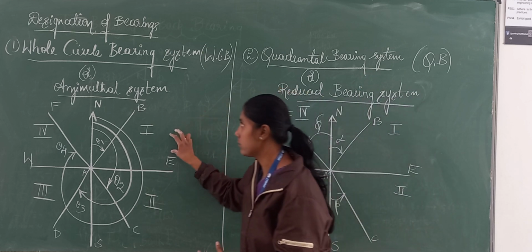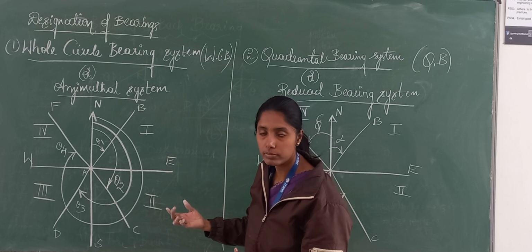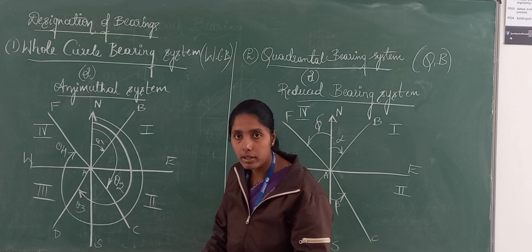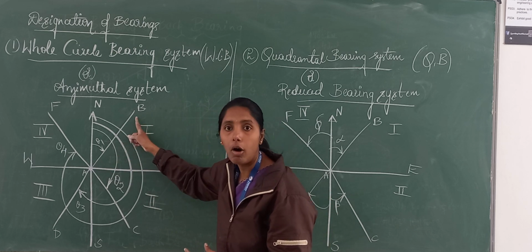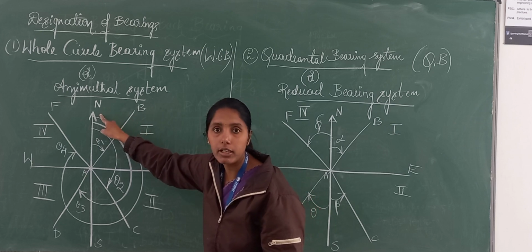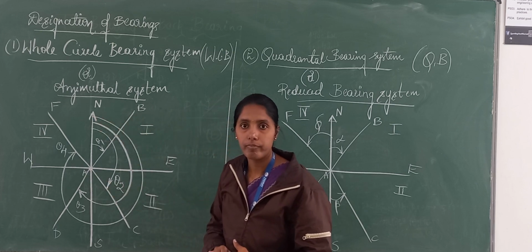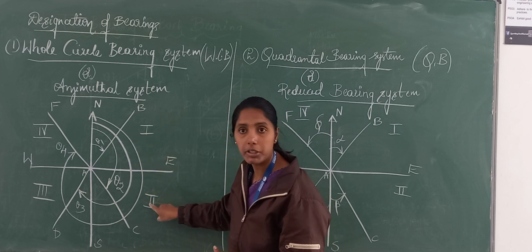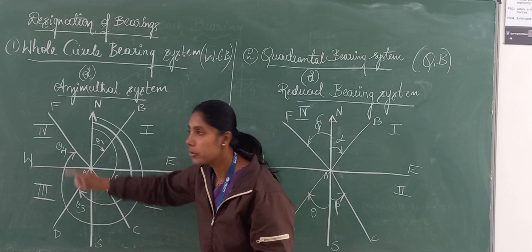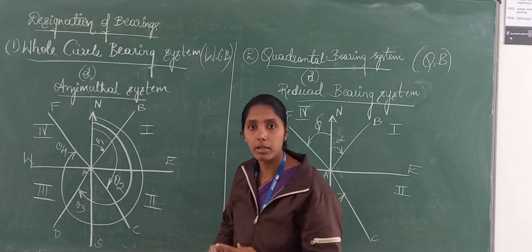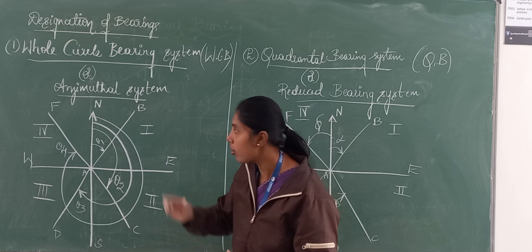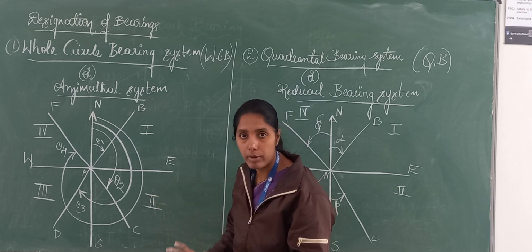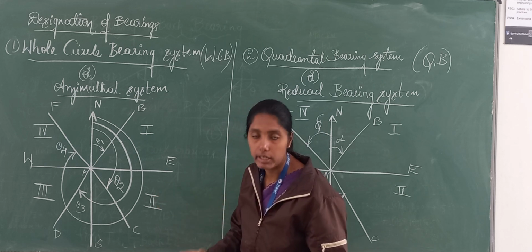Coming to the first one, the whole circle bearing system. Here in this system we measure the bearing of a line from the magnetic north towards the line, whether the line is in the first quadrant, second quadrant, third quadrant or the fourth quadrant. In whichever quadrant the line may be, we measure the bearing of that line from the magnetic north. Here the bearing varies from 0 degrees to 360 degrees.